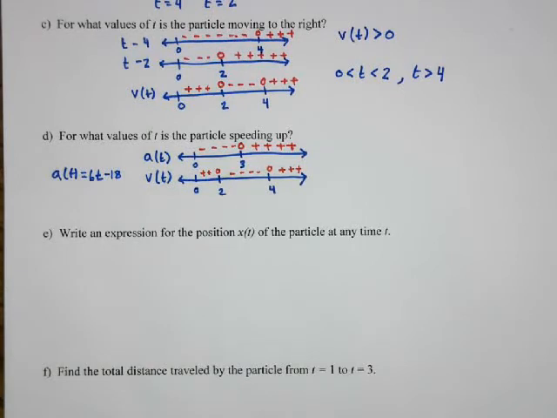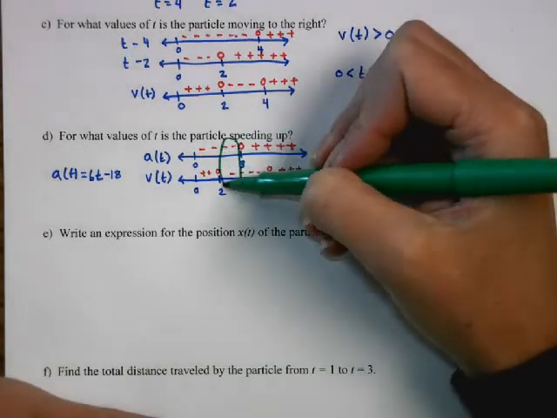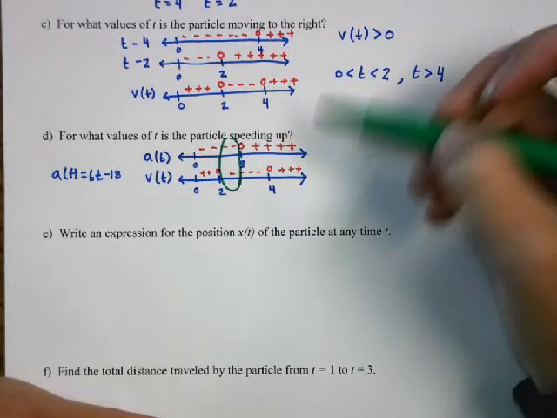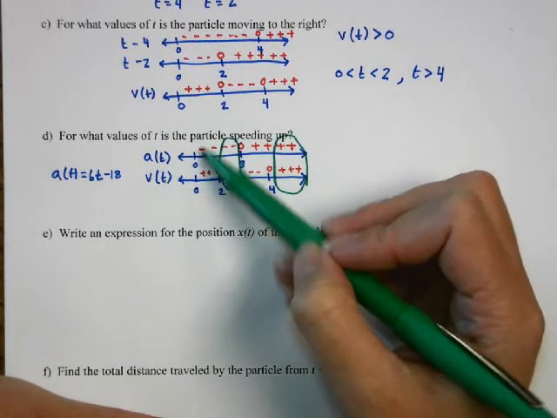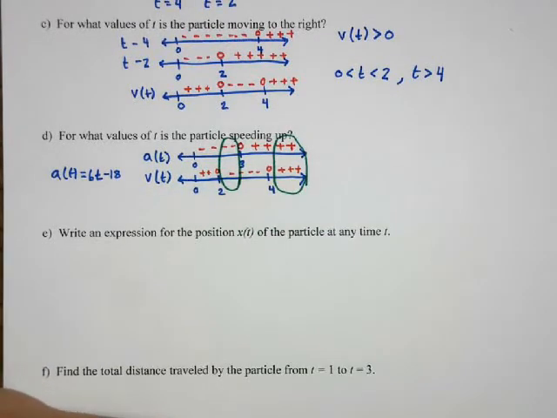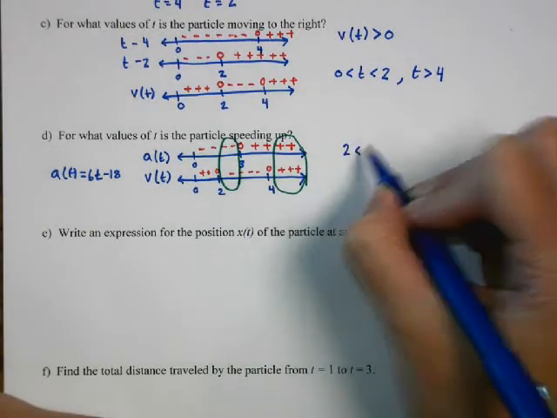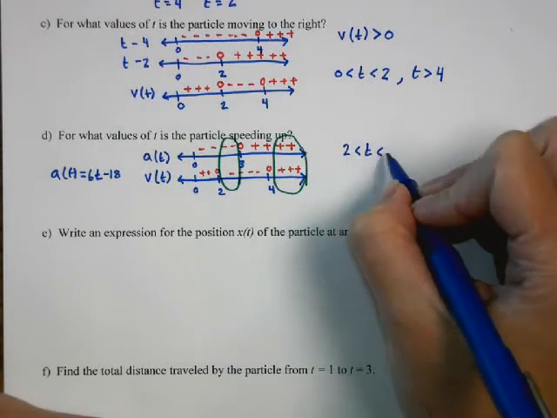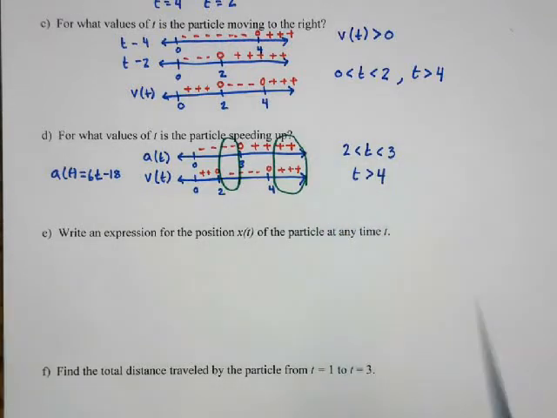So where is it speeding up? It's going to be speeding up where velocity and acceleration have the same sign. So that's going to be here because they're both negative, and here because they're both positive. Here they're opposite, here they're opposite. So the times are going to be between 2 and 3, and when t is greater than 4, because again, acceleration and velocity have the same sign.